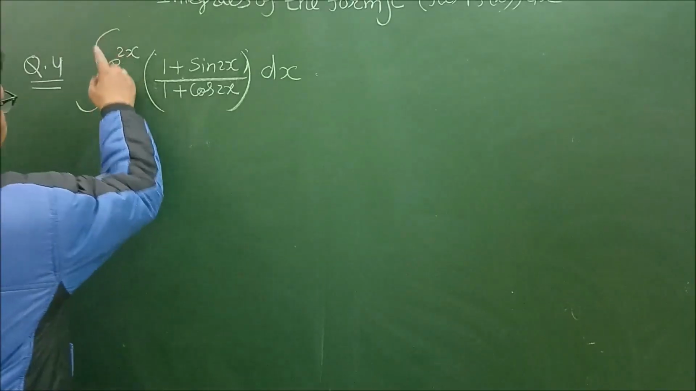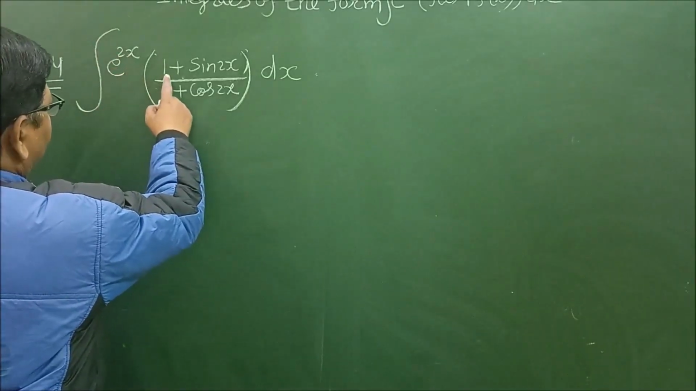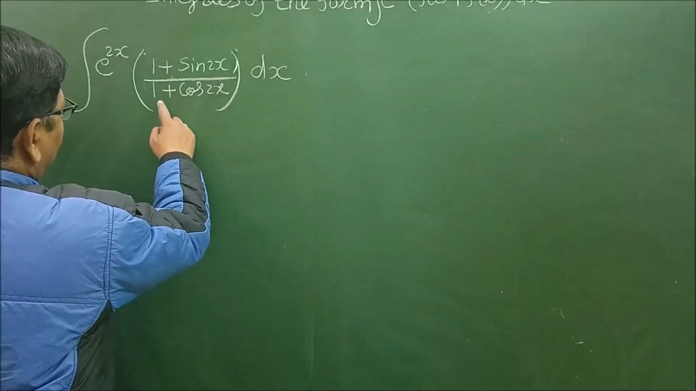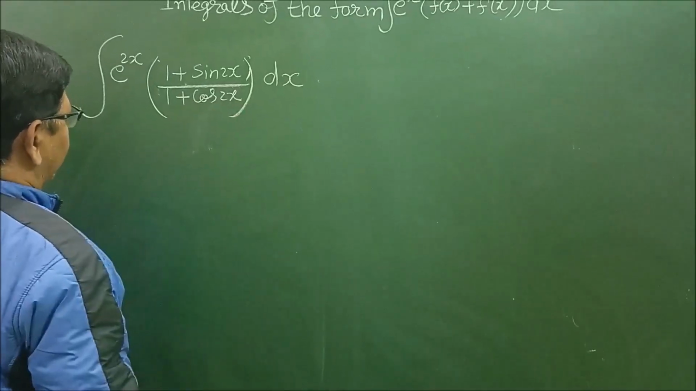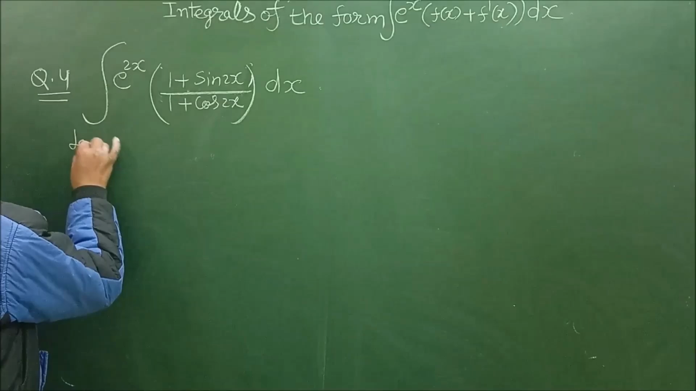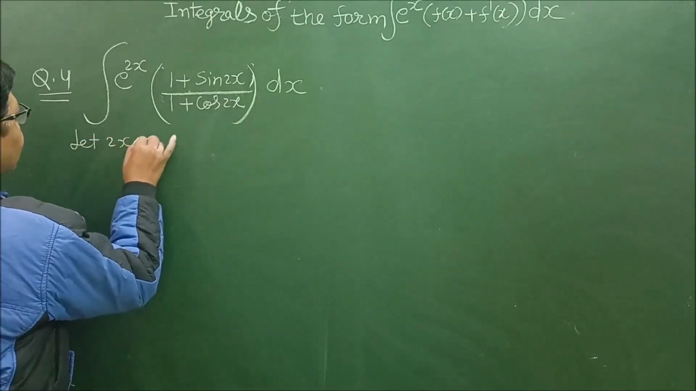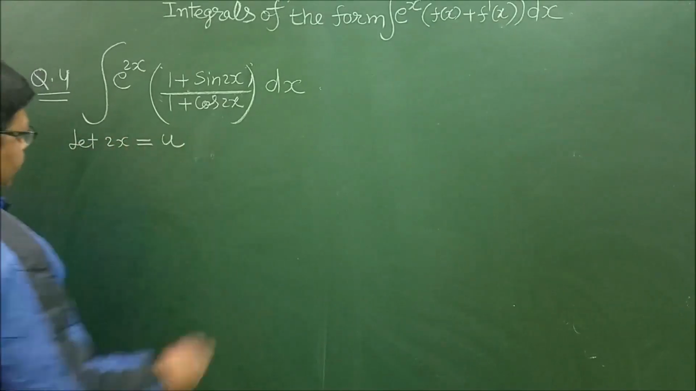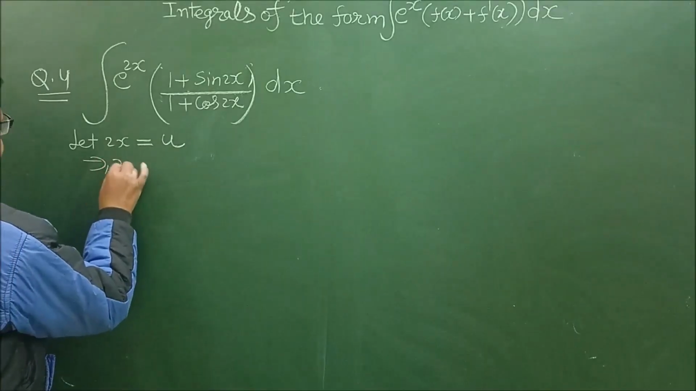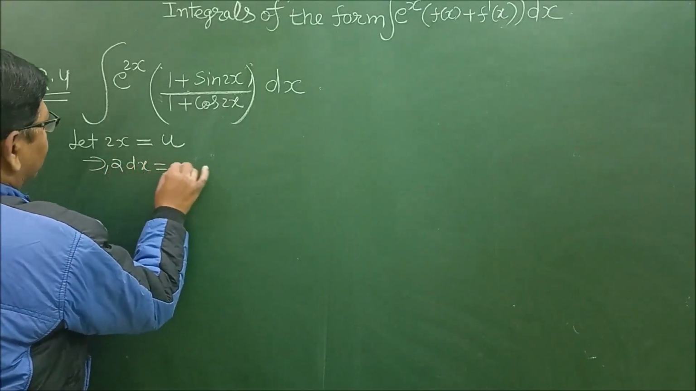Next question, question number 4. Find the integral of e raised to the power 2x into (1 plus sin 2x) upon (1 plus cos 2x) dx. So let 2x is equal to u. Then we can say 2 dx is equal to du.